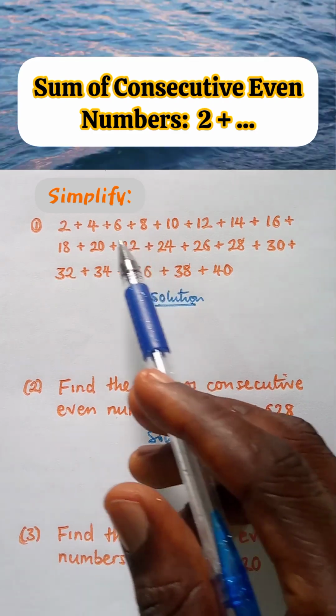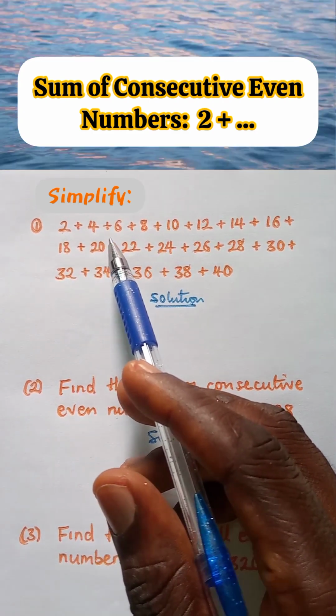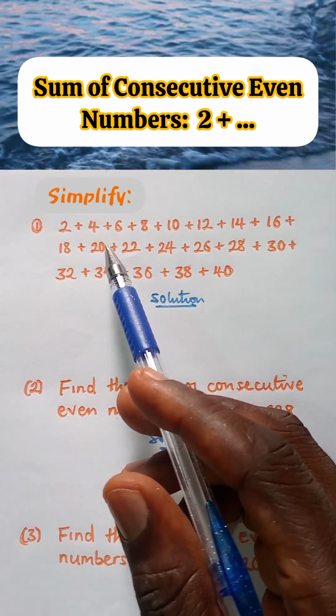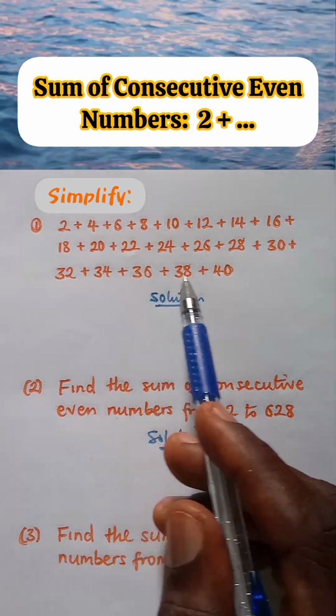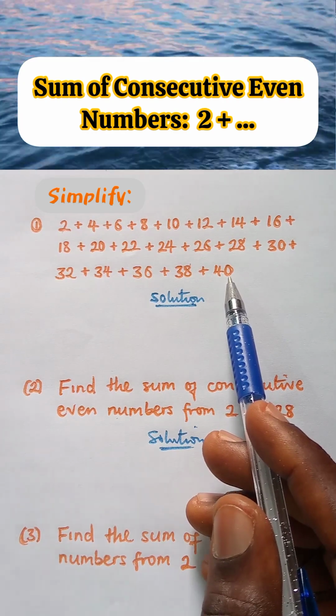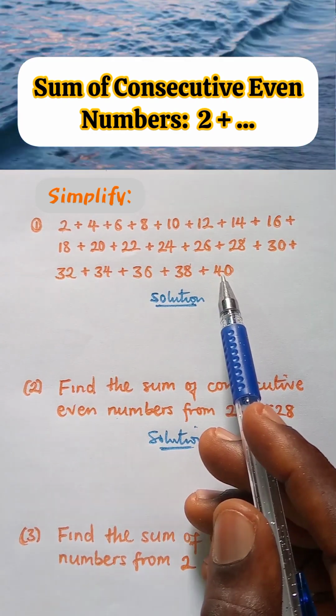But then, should we now start adding them one after the other? That will be a very long process, okay? So this is the approach to it. What is of interest to us is the last number, which is 40. And this is what you do.